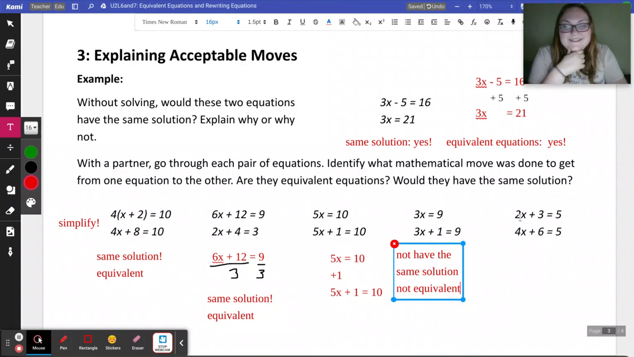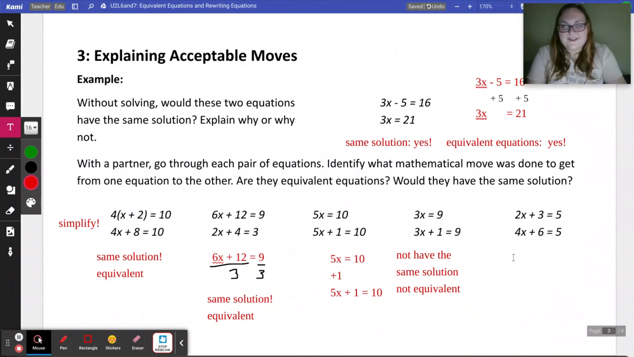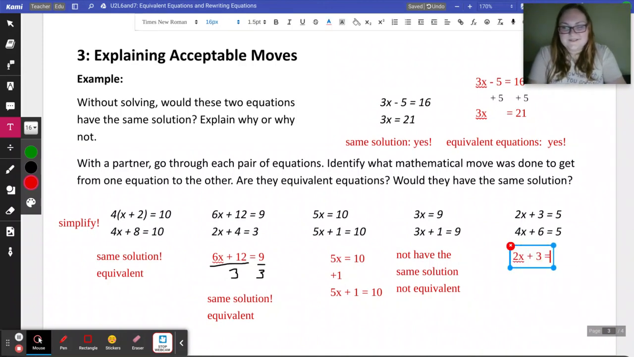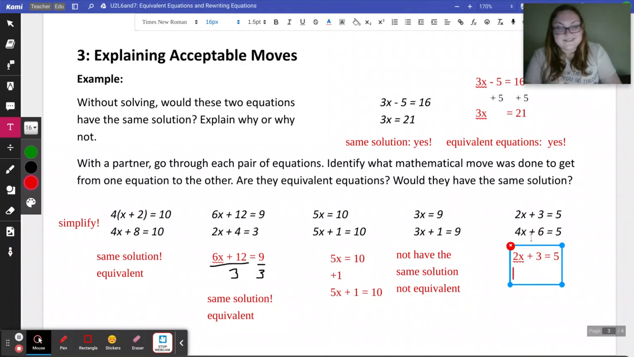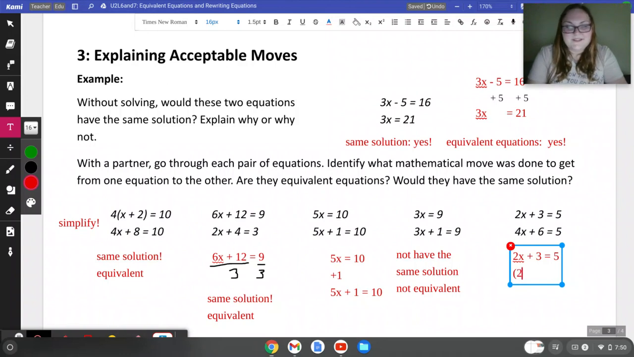Can you figure out what math I did to get from that top one to the bottom one? Well, if I'm starting with 2x plus 3 equals 5, to get the 4x and the 6, that's what changed in the second equation, I would have to multiply 2x by 2 and multiply 3 by 2. My 5 stayed the same, so I wasn't multiplying over there. So in order to get 4x plus 6 equals 5, I multiplied that left side by 2 to get 4x plus 6, and then did nothing on the other side and kept that 5 there.